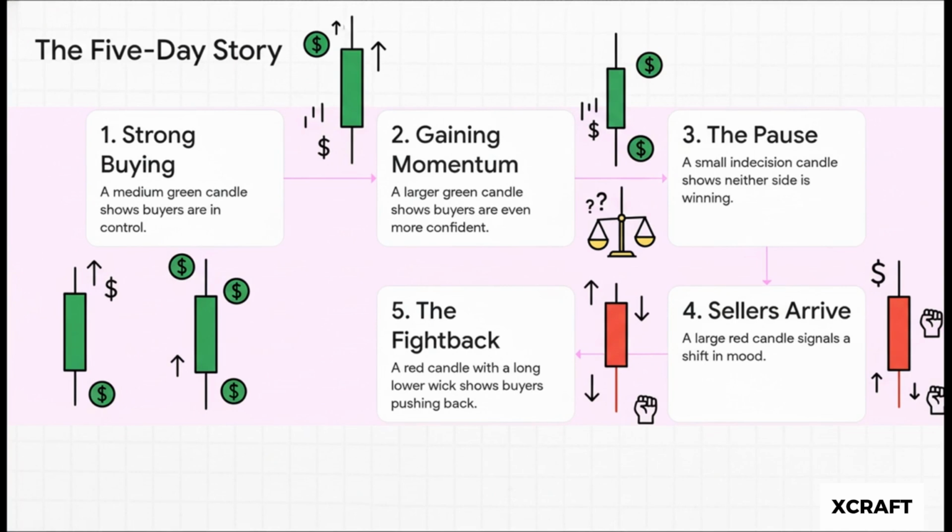So here's our story. Day 1, we get a nice solid green candle. Buyers are clearly in control. Day 2, an even bigger green candle. Okay, buyers are feeling really confident now. They're pushing hard. Then day 3, a little tiny indecisive candle. The market kind of just pauses, takes a breath. But on day 4, boom, a big red candle shows up. Sellers have arrived. Finally, on day 5, we get another red candle, but look at that long wick on the bottom. Sellers tried to push the price down, but buyers fought back hard before the day was over.